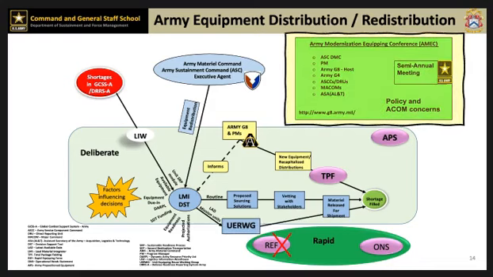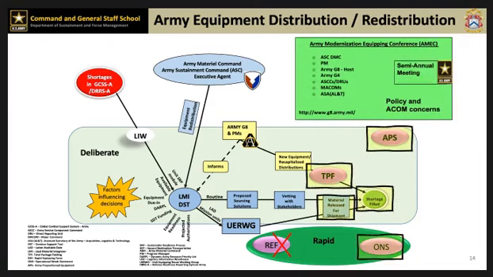The Army Modernization Equipping Conference, or AMEC, meets semi-annually to coordinate Army-level priorities and policy issues. At the end of the day, the goal is to fill unit shortages through the best possible means, which may include APS, total package filling, or an approved operational need statement.